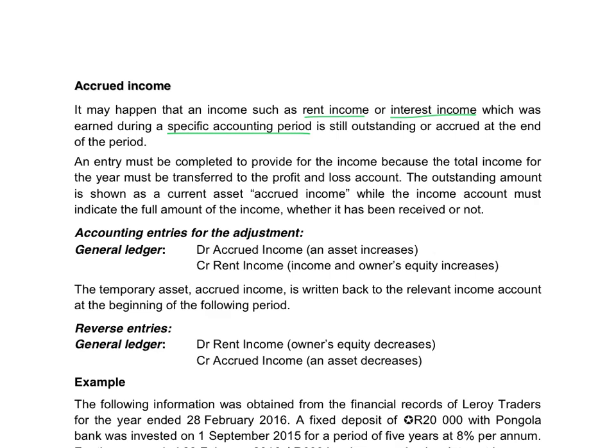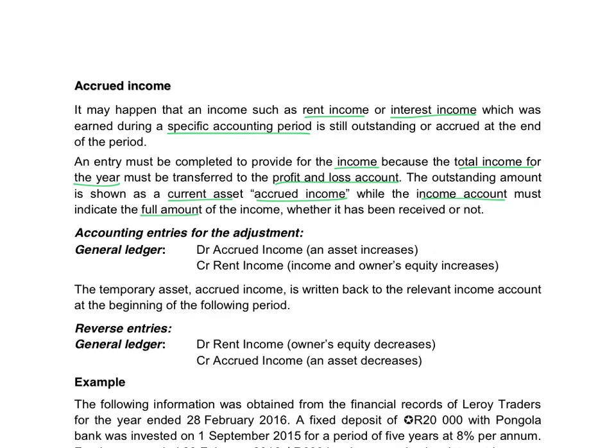So an entry must be completed for this income so that the total income for the year, whether you received it or not, must be transferred to the profit and loss account. The outstanding amount that is still due at the end of the year is accrued income, and you will create a current asset that will be shown in the balance sheet for accrued income, while the income account must indicate the full amount after the adjustment so that the correct amount will be transferred to the income statement.